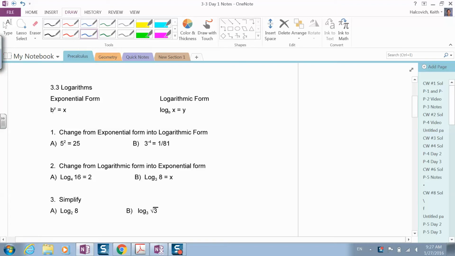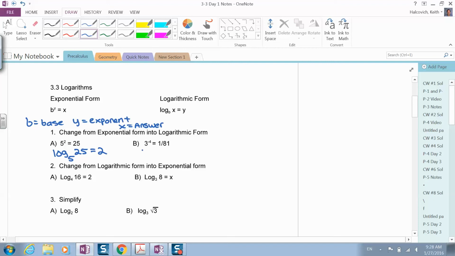So basically, if you see here, you have the base, which is b, y is equal to the exponent, and x is equal to the answer. So notice how it translates in the logarithmic. For example, if you have 5 squared equals 25, then it becomes log base 5 of 25 equals 2. Right? Logarithms are always equal to the exponent.